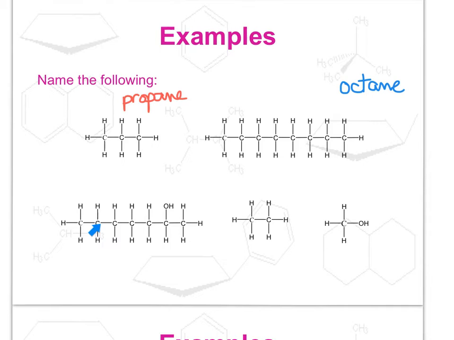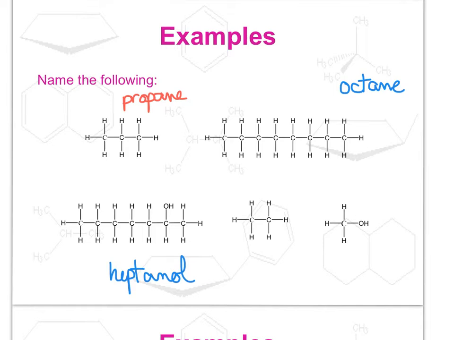We have 1, 2, 3, 4, 5, 6, 7. So 7, the parent would be hept. And they are all single bonds. However, there is something special here. Look at this. There's an OH. What does that make it? Just an OH. Everything else is the normal single bonds, just carbons and hydrogens. OH means it's an alcohol. And so it ends with anol. So we're going to write heptanol.